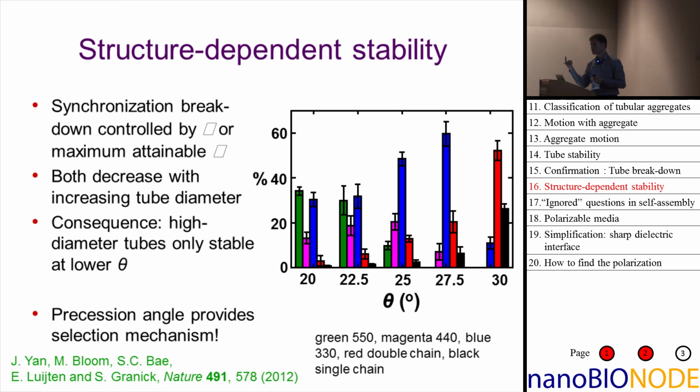So if the particles favor a certain rotational frequency, then only certain tubes can match that. And so you can change the opening angle of the precessing field and in that way control which tubes are stable and which are not. And that's shown here in this plot.